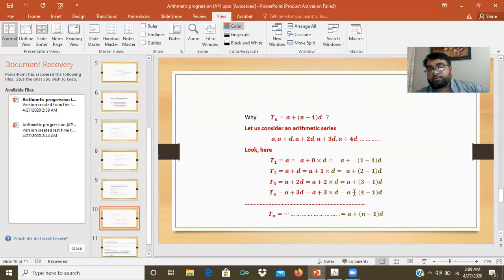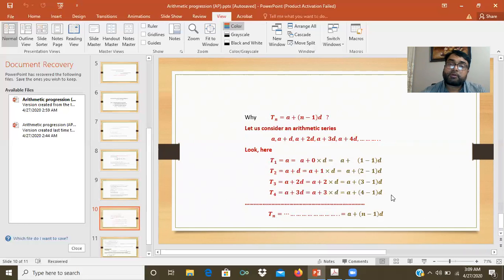Because it was a 4 here, it was 4, 3, 3, 2, 2, 1, 1. But other things are constant, so we keep the constant here. We are keeping it here, and the change was with this suffix n, here it's n. So we see that according to the rule of sequence, the nth term is a plus n minus 1 into d. So this is one kind of proof why the nth term is Tn equals a plus n minus 1 into d.